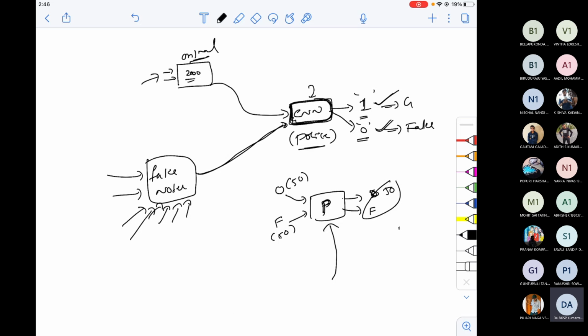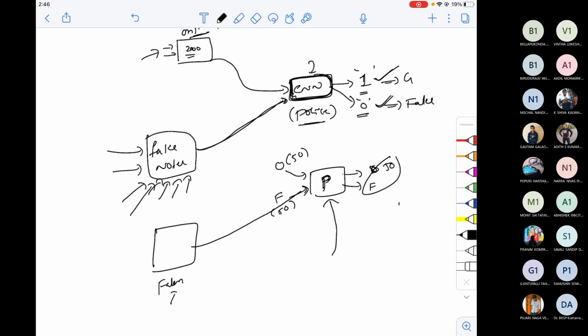But what is the expectation of the person who is actually faking the notes? He will generate a fake note that will be given to the police. And what is his expectation? He wants the police to classify it as a one. That means he wants his fake note to be classified as a real note. That is his expectation.